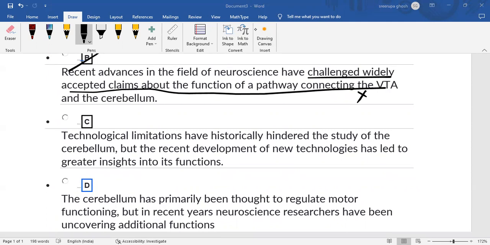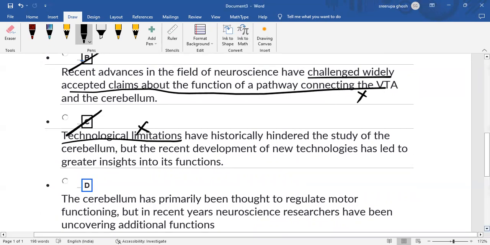Why can't C be the answer? Because in the text they didn't mention technological limitations. You're right. Technological limitations have historically hindered the study. No, we don't know about this. There's no piece of information about whether there were technological limitations because of which deeper study of the cerebellum could not be done. Right? So we strike off C.